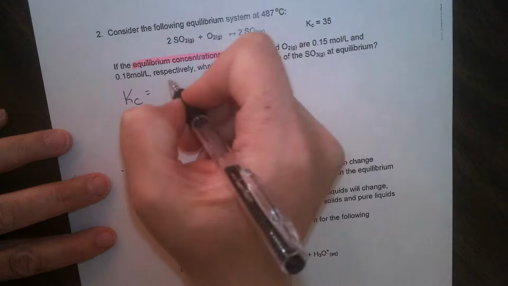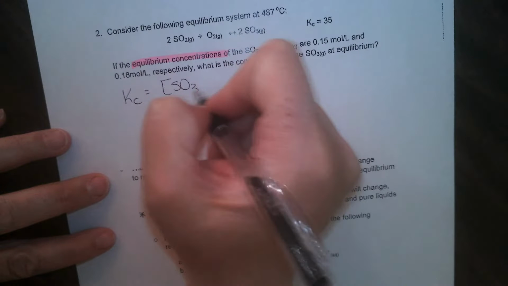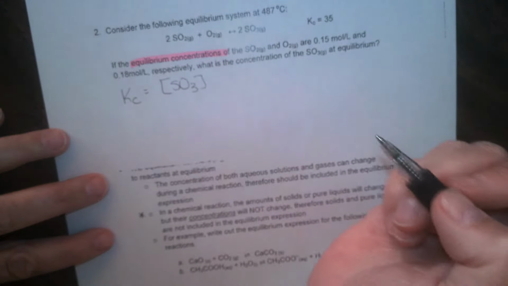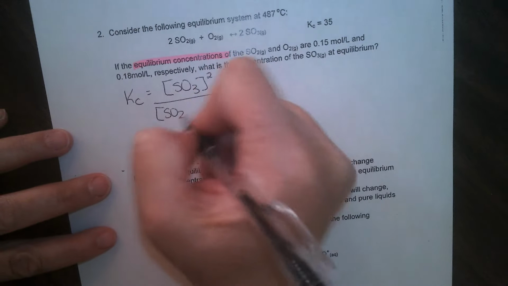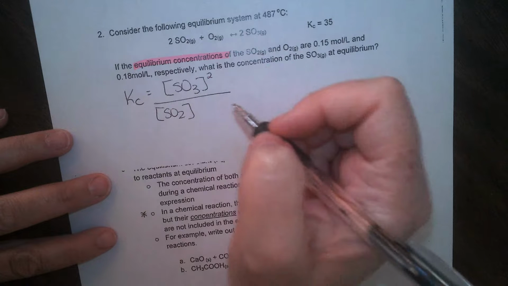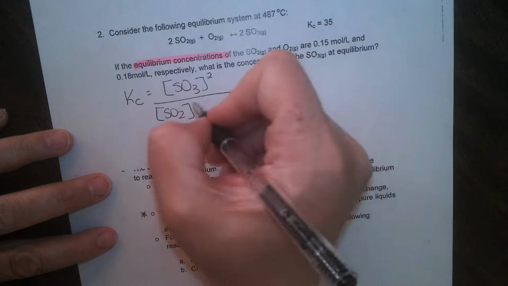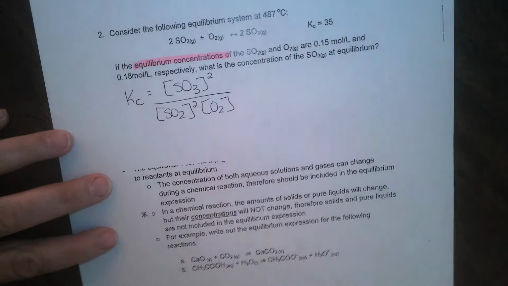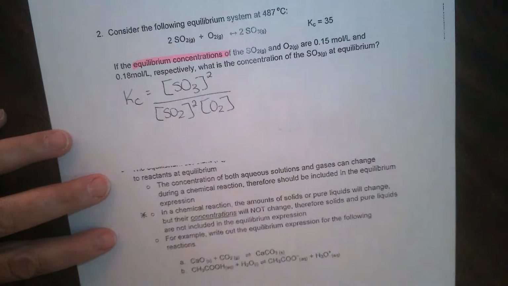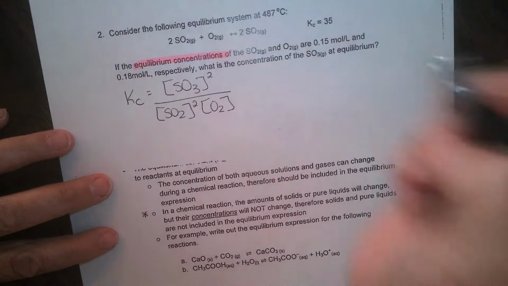So SO3 is a product, and its coefficient is 2, and then SO2 is a reactant, and its coefficient is 2, and then O2 is also a reactant. Okay?